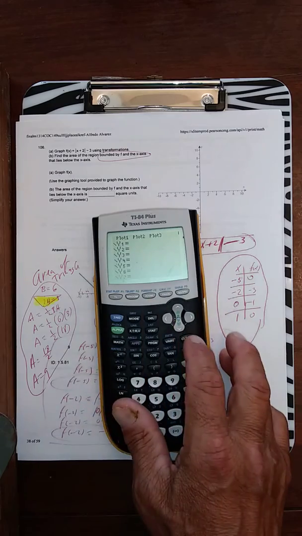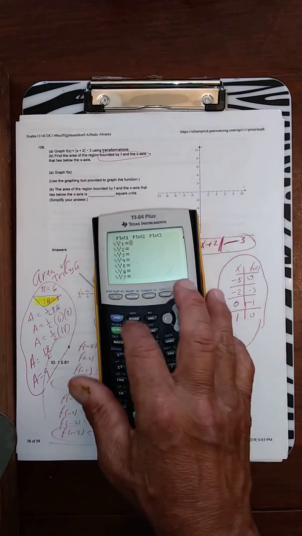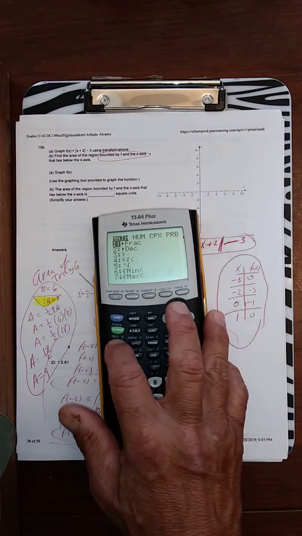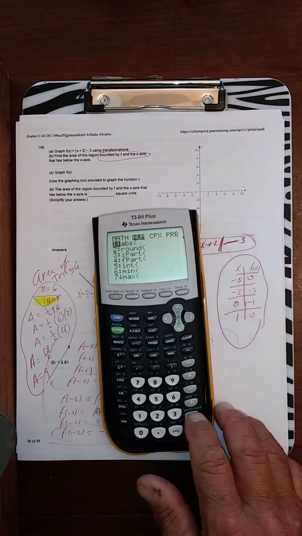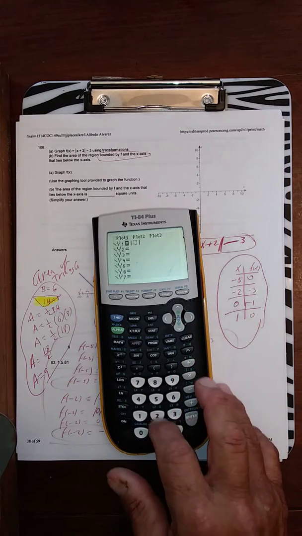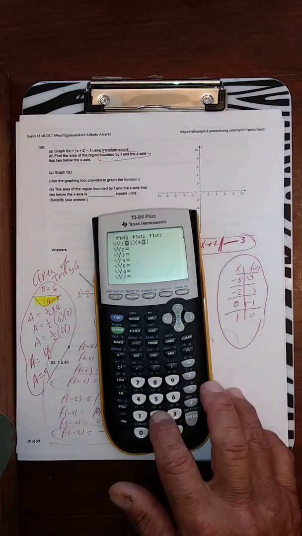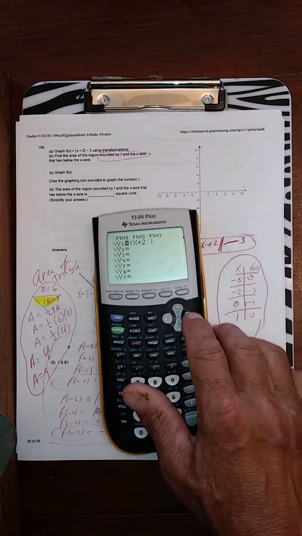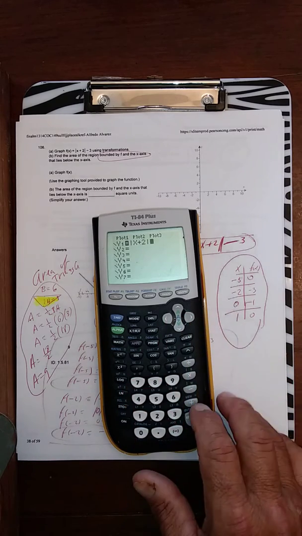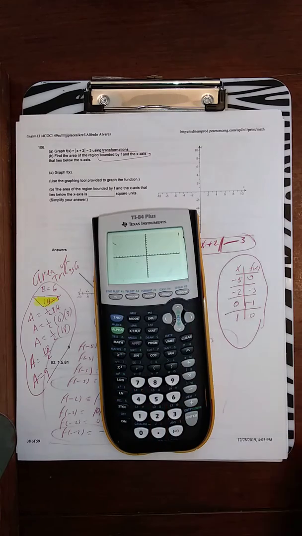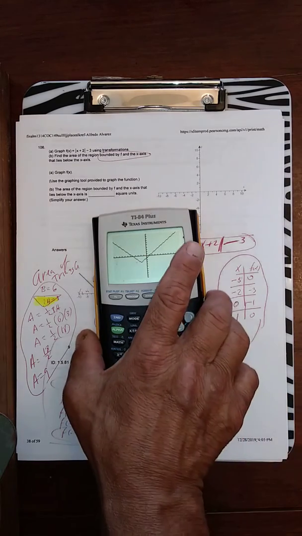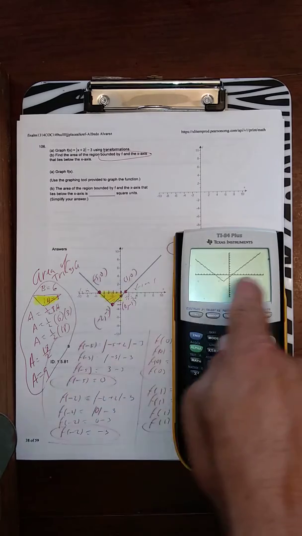So y is absolute value. So we're going to put math number abs of x plus 2 outside of it -3. Hit graph. So there it is. There's a graph. So now it looks like this.